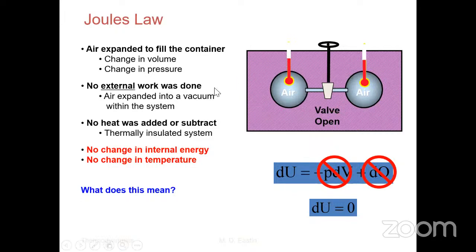This system, like you can see, is a thermally insulated system. No work was done, no pressure, nothing. It's expanded. And so in this case, dU that we have, that is minus PdV plus dQ, will become 0 because there was no work done on the system. There's no pressure change. There is no heat added. And so the PdV and the Q are canceled, so dU becomes 0.